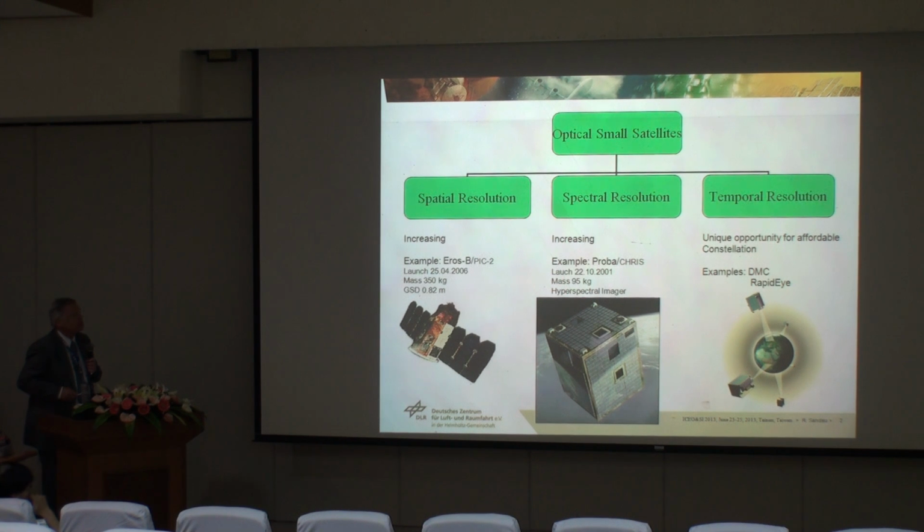Spectral resolution, hyperspectral, starting in 2001 with a microsatellite having a hyperspectral imager with 64 channels in the spectral range. And I stressed the point that the temporal resolution is the key point for small satellites. It's the only way to construct affordable missions. And I gave examples, specifically the Disaster Monitoring Constellation, and there's RapidEye, and of course you have the Rocsat-3 mission, but that's an optical small satellite mission.